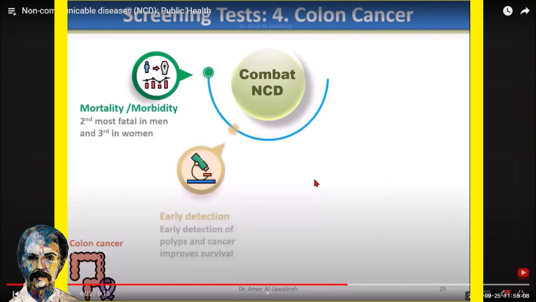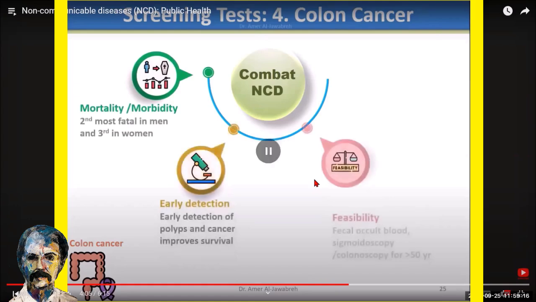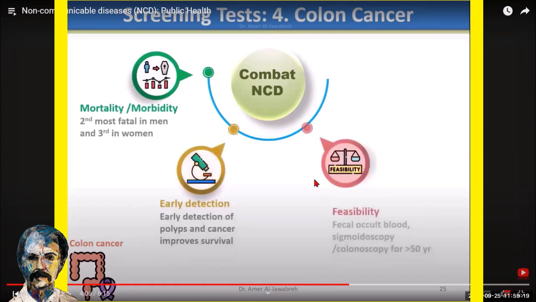Colon cancer: second most fatal in men and third in women, so it can affect both men and women. Early detection: usually they detect it when there are polyps in the colon. These polyps at the beginning are normal, just appendages. If you just leave the polyps and don't act quickly, then most probably they are going to develop into cancer.